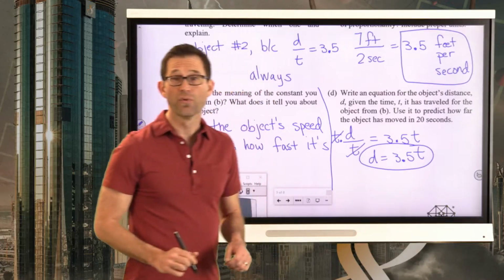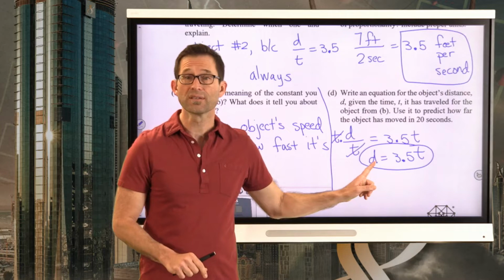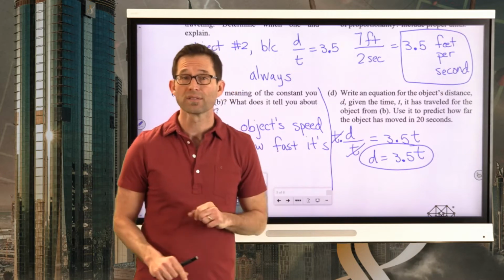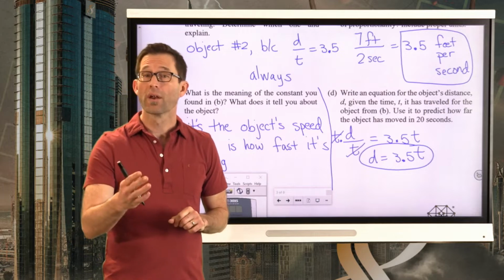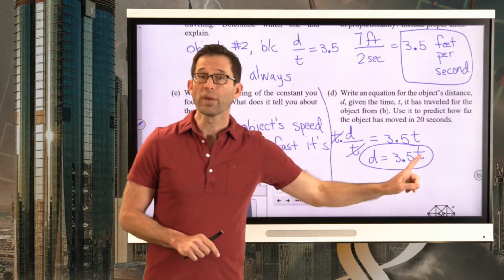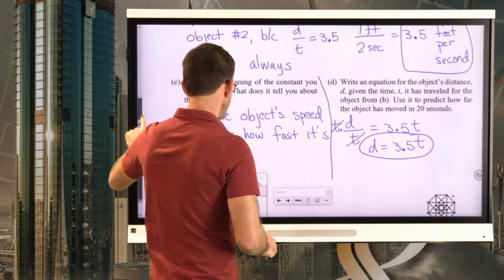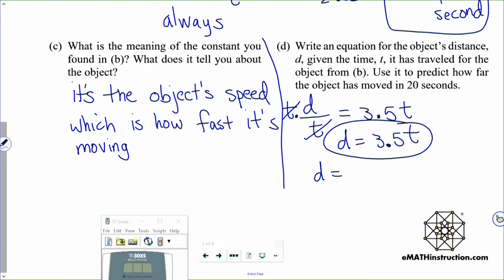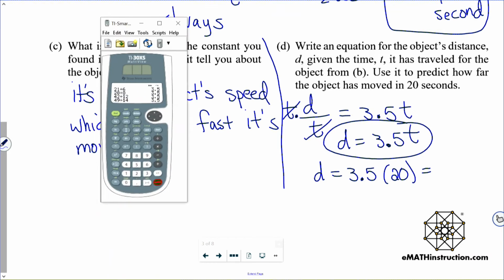So this question asks us for two things. One, it asks us for an equation that simply relates the distance to the time by using that constant of proportionality. And it also asks us, how far does it travel in 20 seconds? Well, that's pretty easy, right? Because now we can just substitute 20 into this equation, and we can say d is equal to 3.5 times 20. And that kind of makes sense, right? It's moving at 3.5 feet per second. So if I take my 3.5 feet per second and multiply it by how many seconds it's traveled, 20, it tells me that it's gone 70 feet.